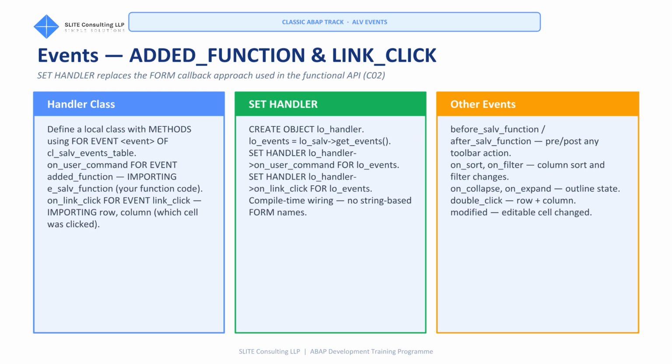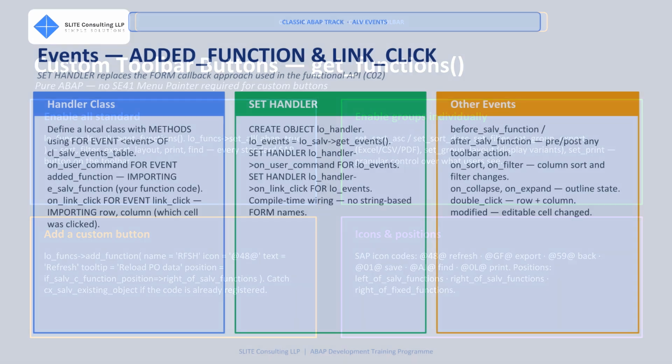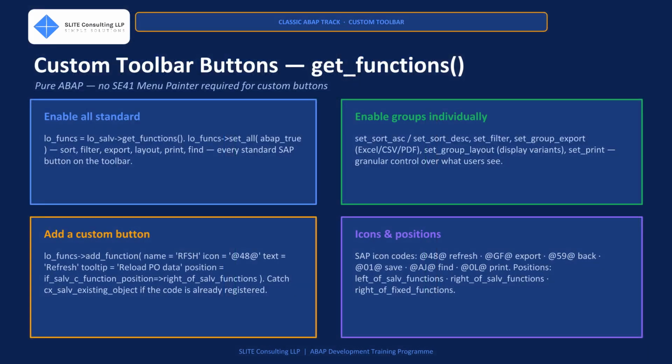In the functional API, this required setting rs_selfield-refresh. In the OO API, it is a single direct method call. Adding custom toolbar buttons requires no SE41 session. It is done entirely in ABAP. Call get_functions to get the functions list object. Call set_all with ABAP_true to enable all standard SAP toolbar buttons: sort, filter, export to Excel, layout variants, and print.